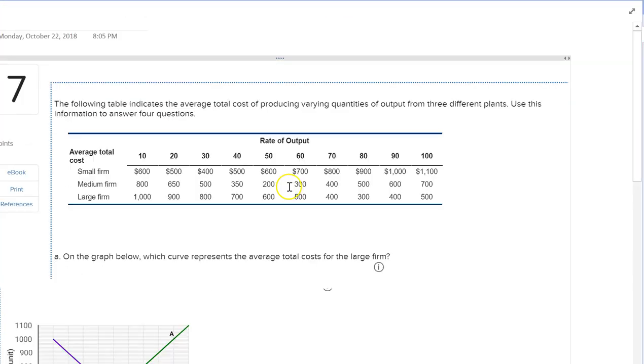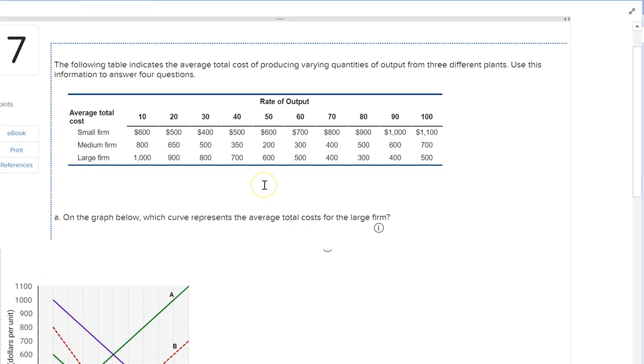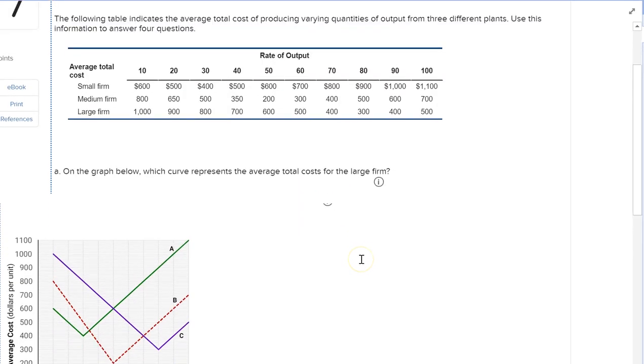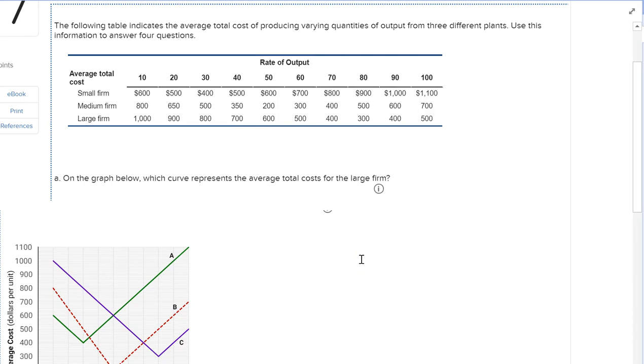Number 7 deals with the average total costs of different firms of different sizes producing varying quantities. So what you have here is a small, a medium, and a large firm, and the rate of output and their average total costs at the different rates of output. And what they're asking you to do is just some simple matching up of things.